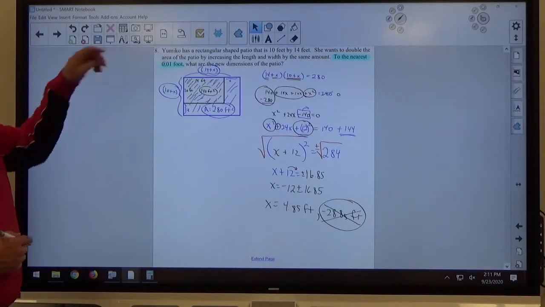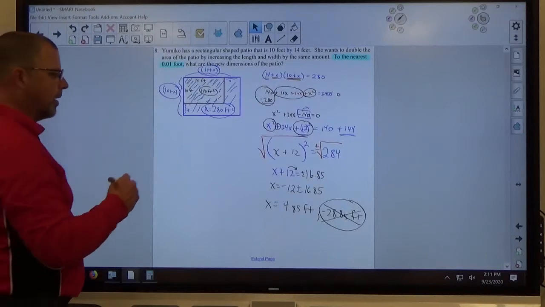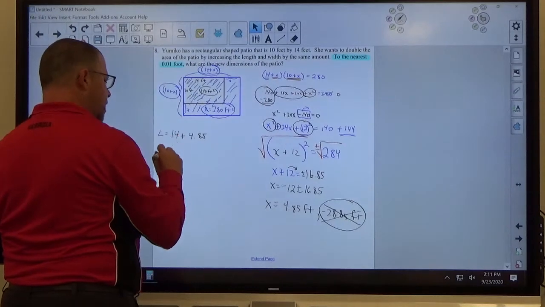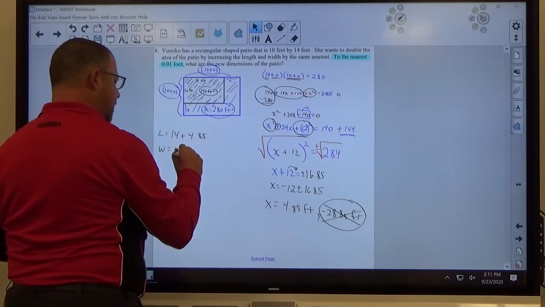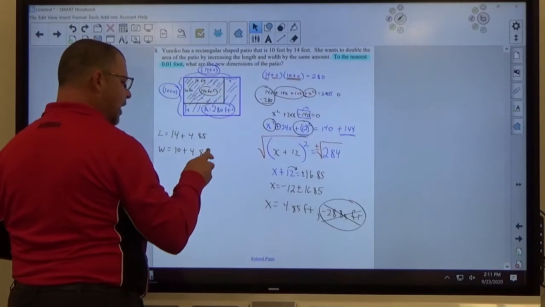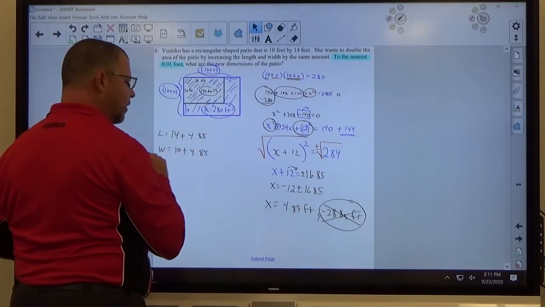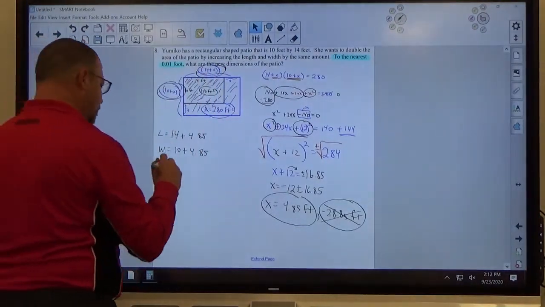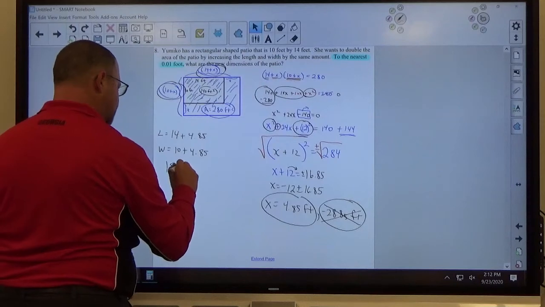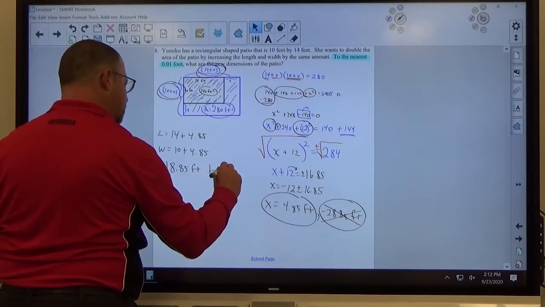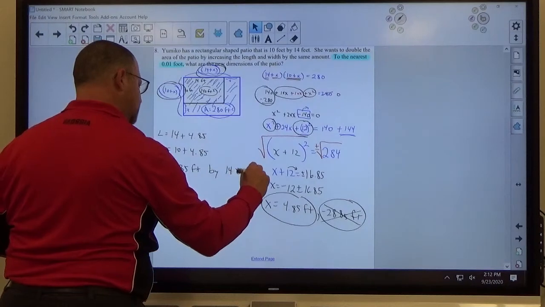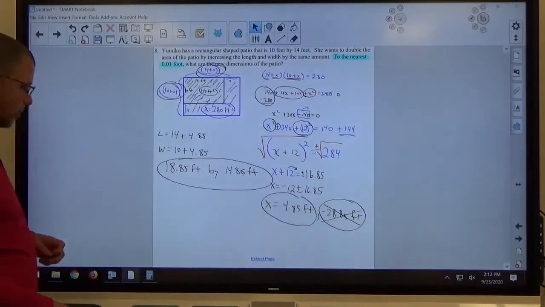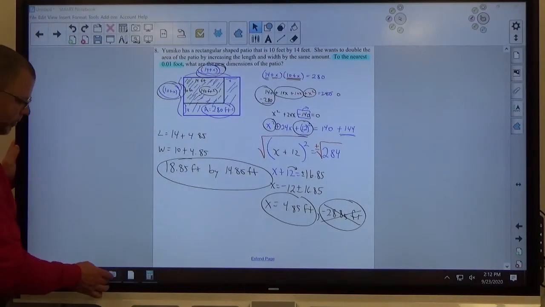So it says, what are the new dimensions of the patio? The new dimensions are 14 plus x for the length, and the width is 10 plus x. We just found out x to be 4.85 feet, right? So we take whatever x is and we add it to the dimensions. So the new deck should be 18.85 feet by 14.85 feet. What's the area of this deck supposed to be? 280. Watch what happens when I multiply those two numbers.